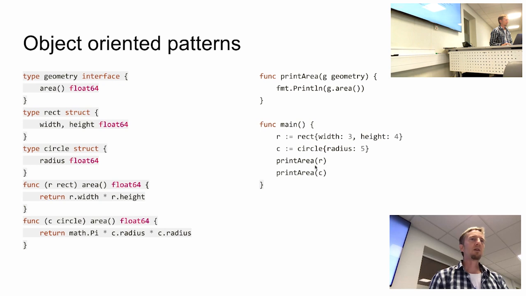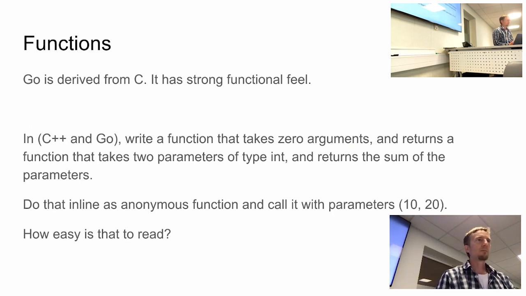And then I can have a print area method, which can take a rectangle or circle, right? So it's the same, but with geometric figures instead of students and teachers. So the example is there.